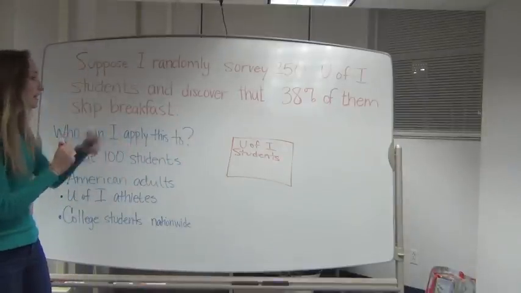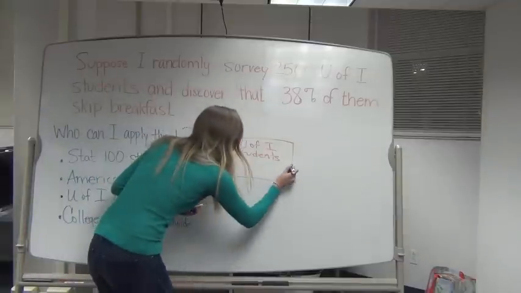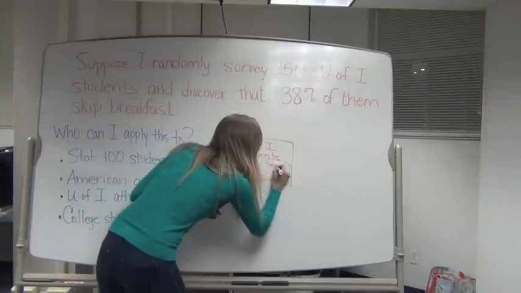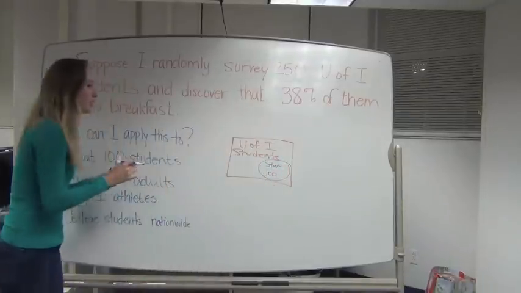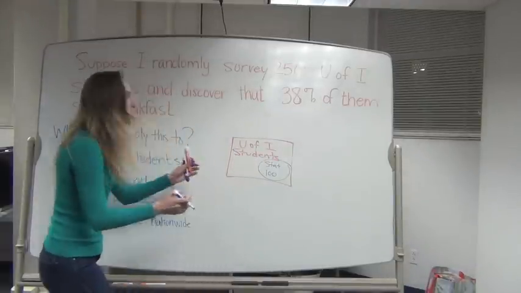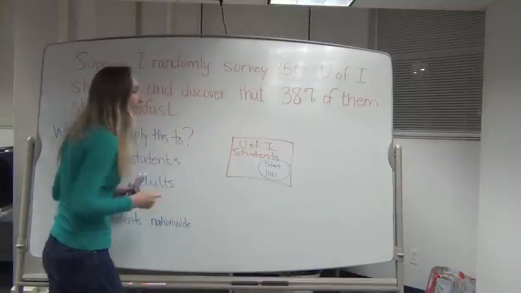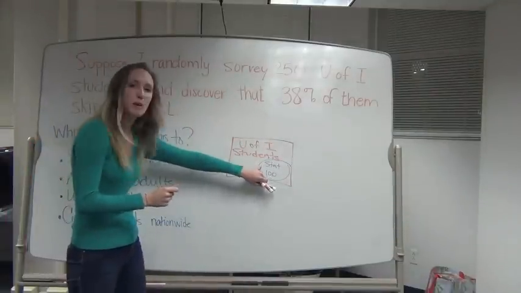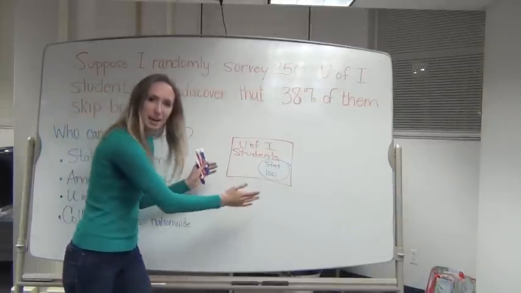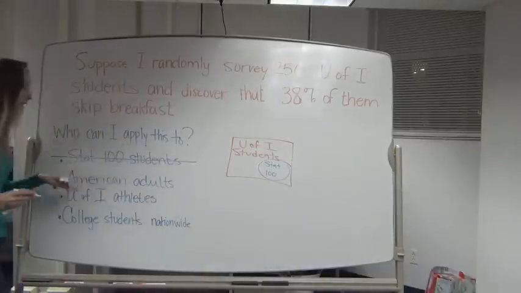Can I apply this 38% to Statistics 100 students, which really is just one pocket inside of U of I? Here's the Stat 100 population. It's a subset inside of the U of I population. And the answer is no. If I had truly randomly selected U of I students, this Stat 100 population is far too specific based on the population that I had sampled from. So the answer is no. We could not apply this to Stat 100 students.